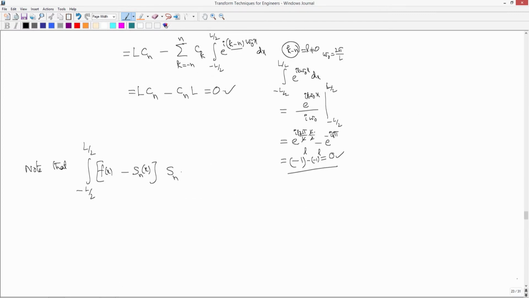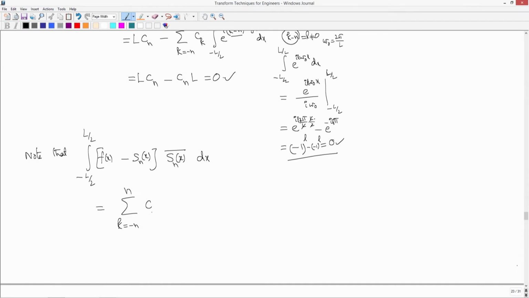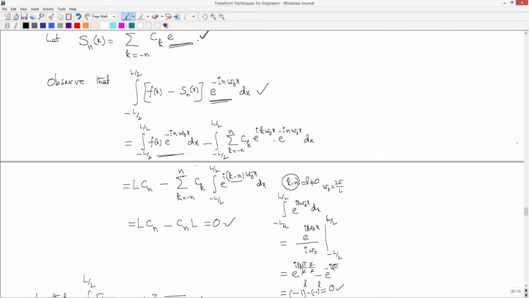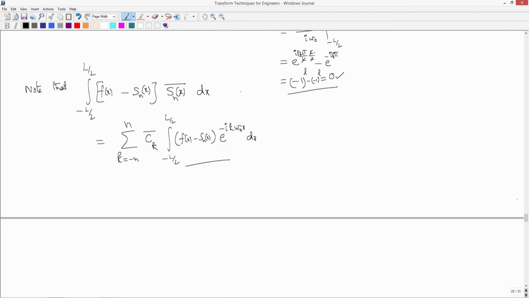So, the integral of Sn of x times the conjugate of this dx is nothing but sigma k from minus n to n, where Sn you can replace, so C k bar, times the integral from minus L by 2 to L by 2 of f x minus S n x, that is as it is, into e power minus I k omega naught x dx. Now, this is exactly what we have seen, that it is 0. In the place of n you can put anything k, it does not matter. Because this quantity is 0, whatever may be the k value, it is 0. So, that means it is completely 0.